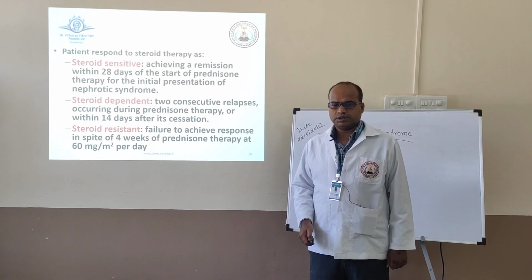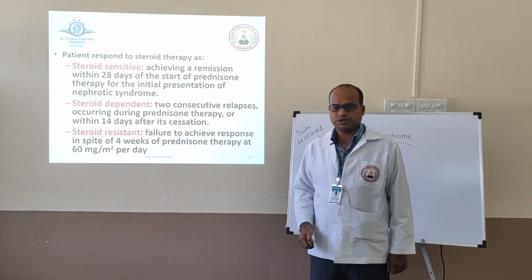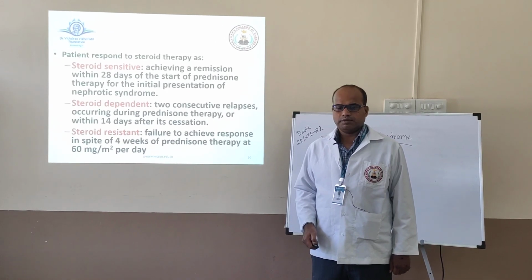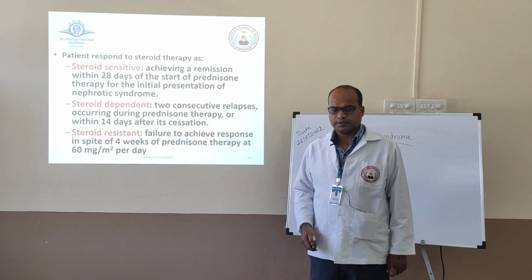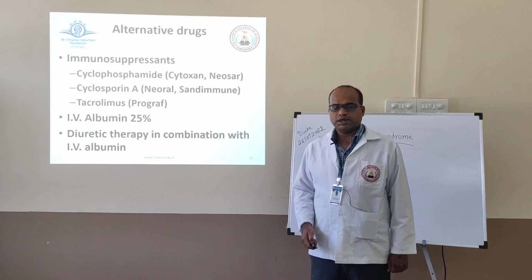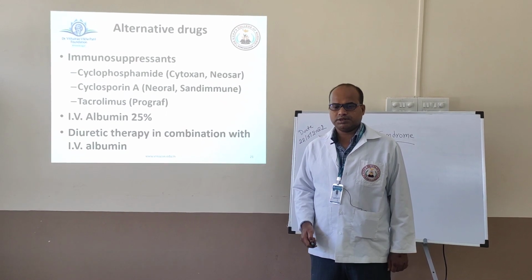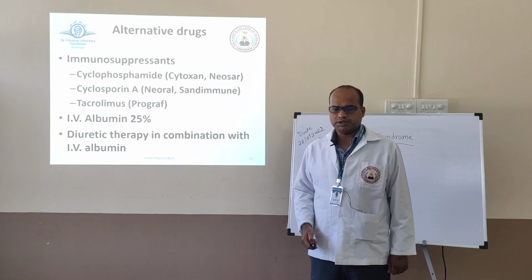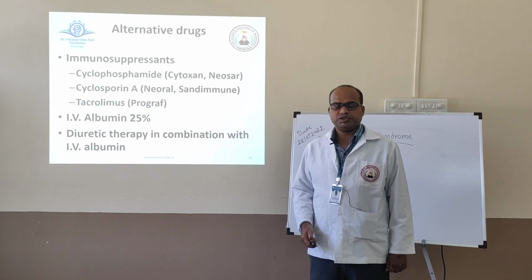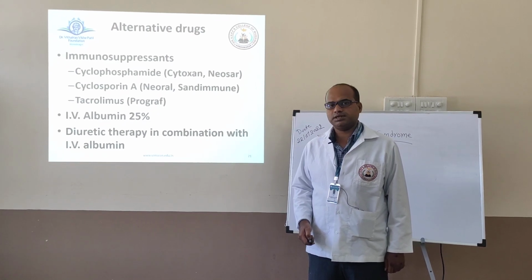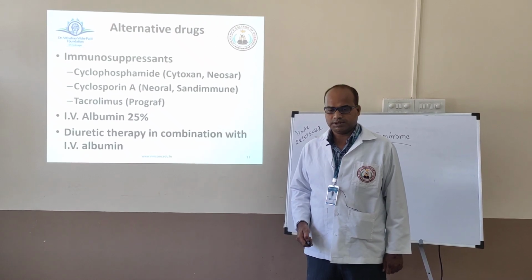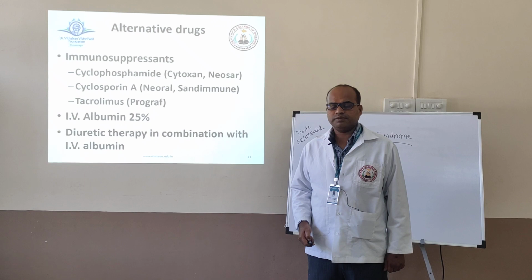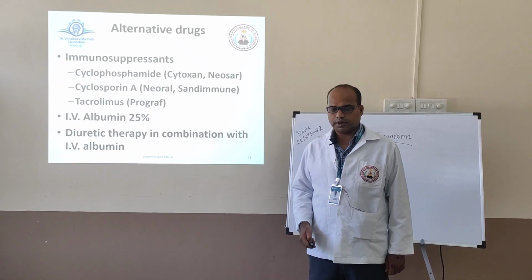The patient who responds to the steroid therapy, the response will be as follows. There will be steroid sensitivity, steroid dependency, or steroid resistance. Alternative drugs such as immunosuppressive agents like cyclophosphamide, cyclosporine A, and tacrolimus are required. And intravenous infusion of 25% albumin is required, as there is protein loss through urine and hypoalbuminemia. Diuretic therapy in combination with intravenous albumin is required.